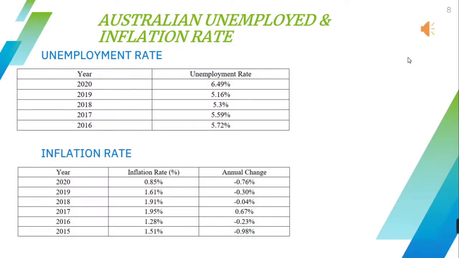Last, for Australian unemployment and inflation rate. The unemployment rate for 2020 is 6.49%. And the inflation rate for 2020 is 0.85% with an annual change of negative 0.76%.